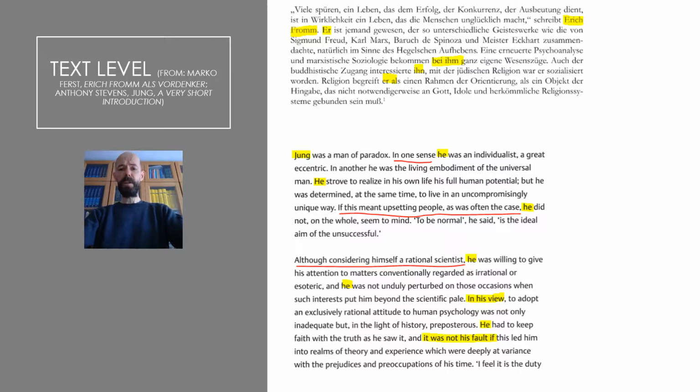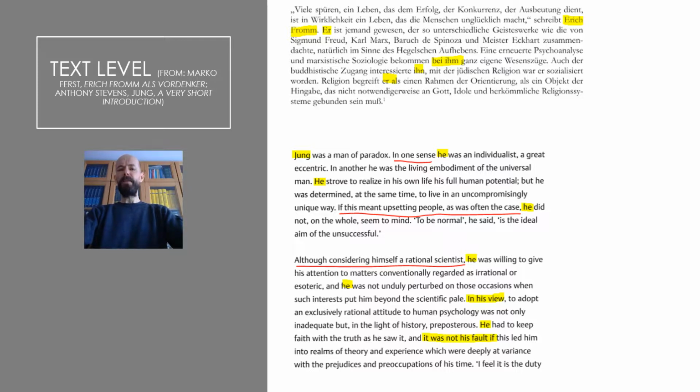Whereas in the English text about Jung, Jung is consistently thematized again. He was an individualist, he strove, he did, he was willing, he was not unduly perturbed. In his view, it was not his fault.